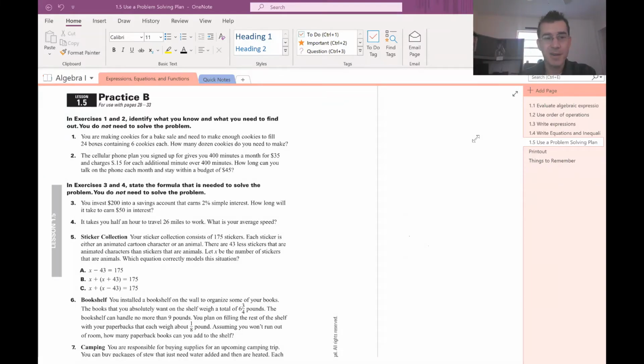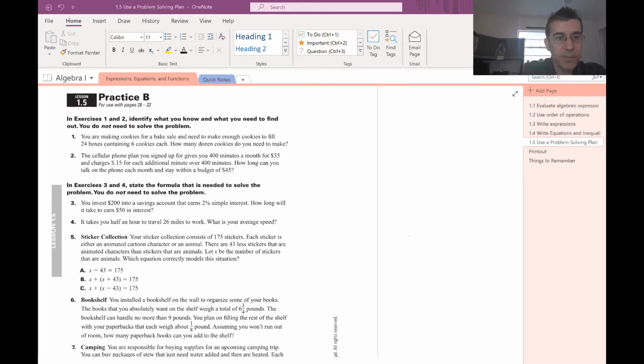This is Oliver. We are learning algebra by working through many problems from this Larson textbook. We are doing section 1.5, which is about using a problem-solving plan. Today we're gonna do practice B. So let's start. In exercises 1 and 2, identify what you know and what you need to find out.